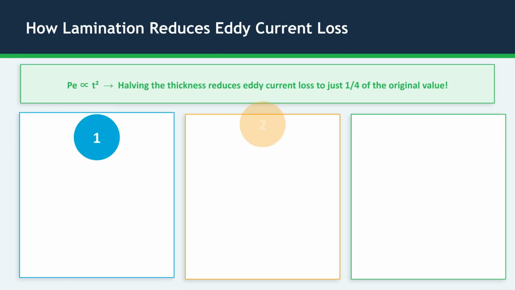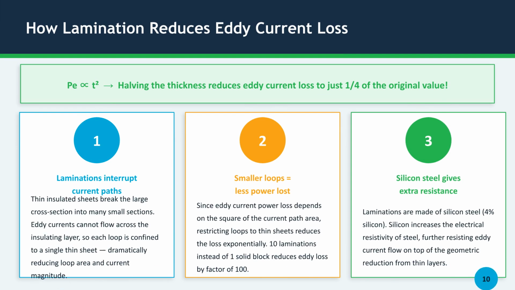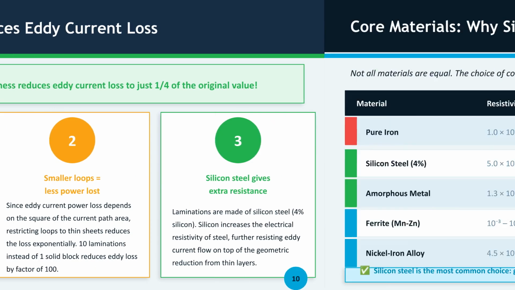Laminations interrupt the current paths, breaking the cross-section into small, insulated sections. This results in smaller eddy current loops and less power loss. Furthermore, using silicon steel, which has higher electrical resistivity, gives extra resistance, further reducing the losses.